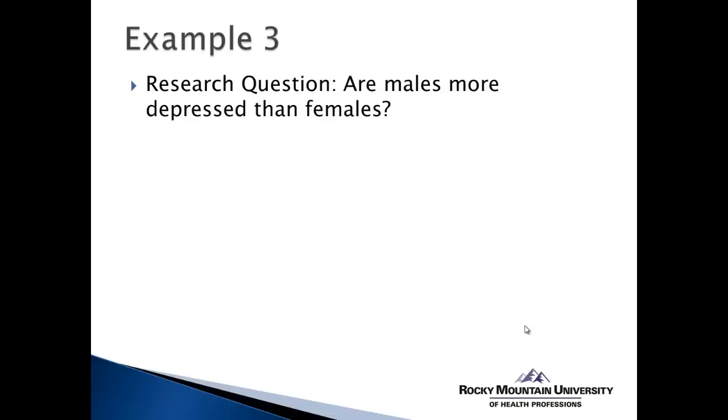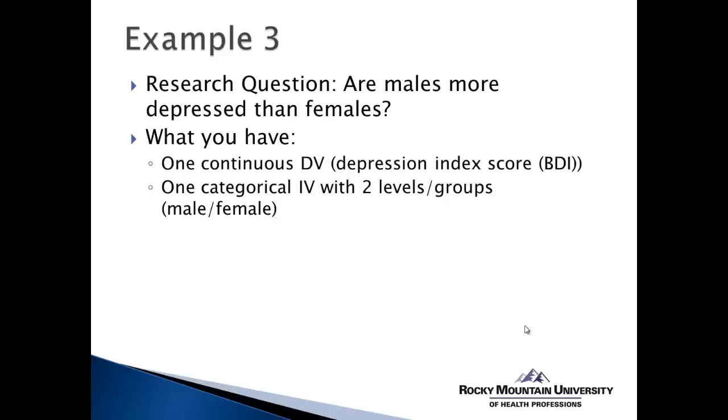Okay, another example. Research question is, are males more depressed than females? In other words, is there higher levels of depression in one gender versus another? So what we have is one continuous outcome or dependent variable. In this case, we're still sticking with our depression index score. That's a numeric outcome. We have one categorical independent variable with two levels. So our independent variable is gender, in this case with two levels, male and female.